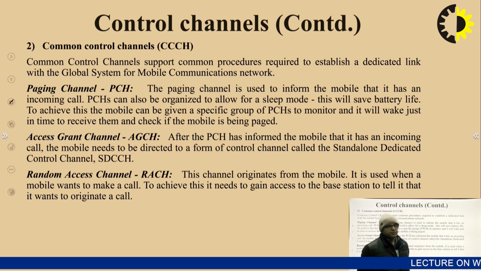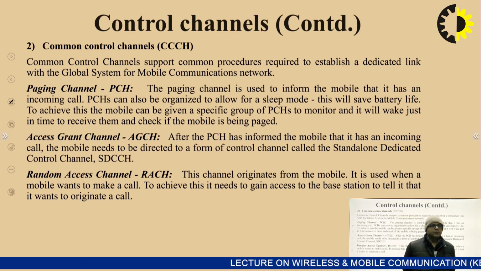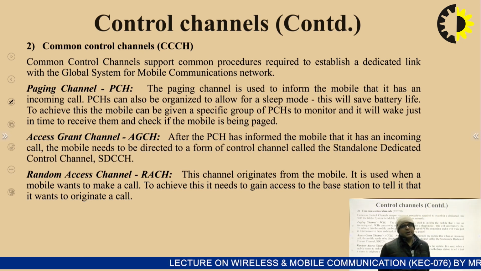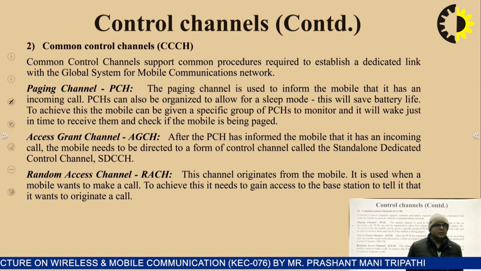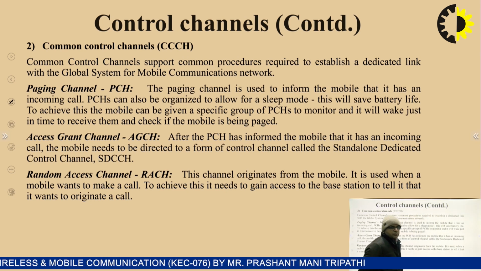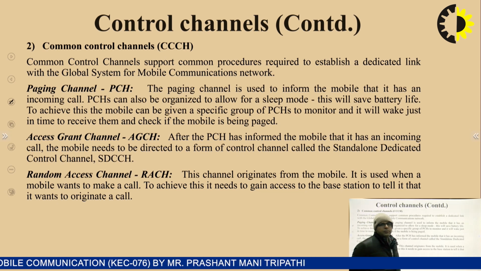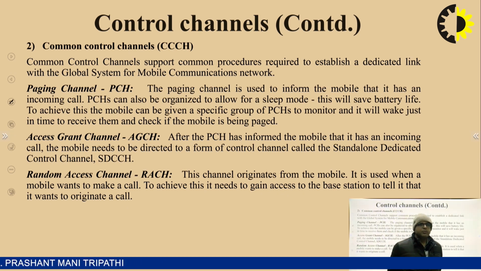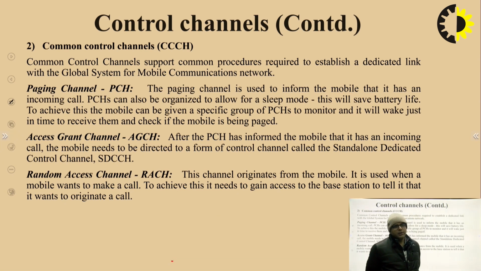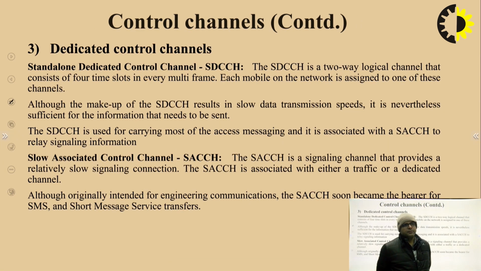Access grant channel is used to provide access to the mobile station of the GSM architecture. The random access channel originates from the mobile. It is used when a mobile wants to make a call and wants access to the GSM architecture.